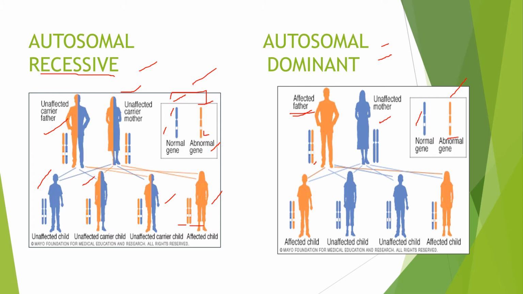So here, with the affected father and unaffected mother, the children can be an affected child, just with one abnormal chromosome, an unaffected child, and here also an unaffected child, and here an affected child. So in an autosomal dominant disorder, one chromosome with the abnormal gene is enough for the expression of the disease.